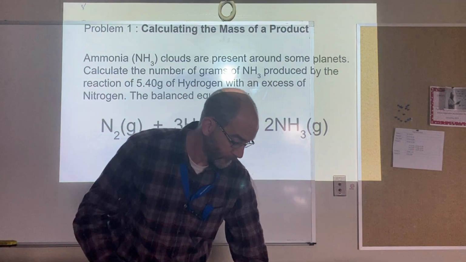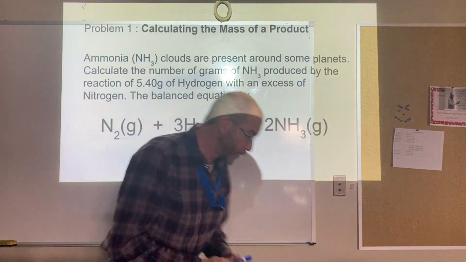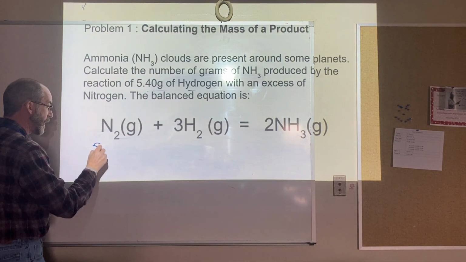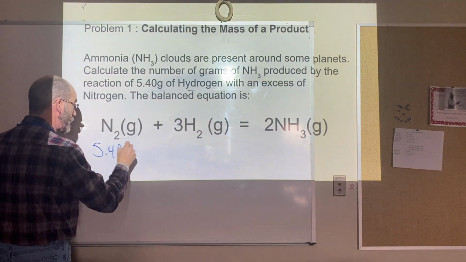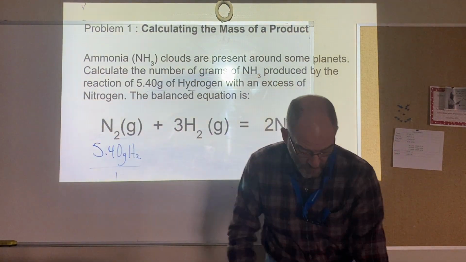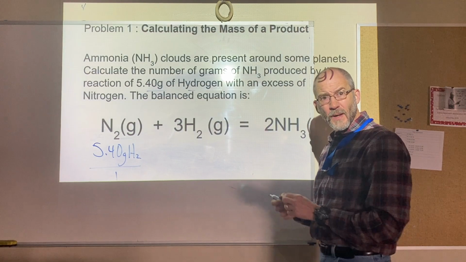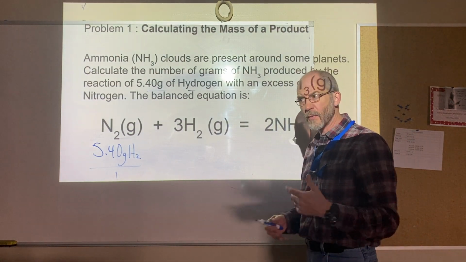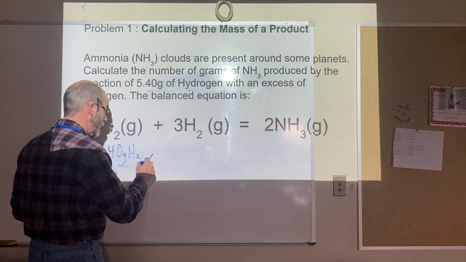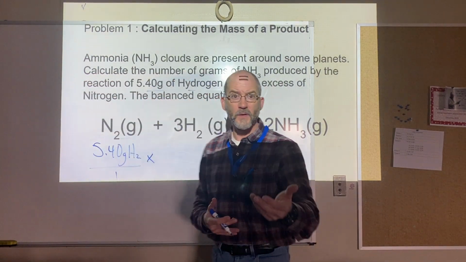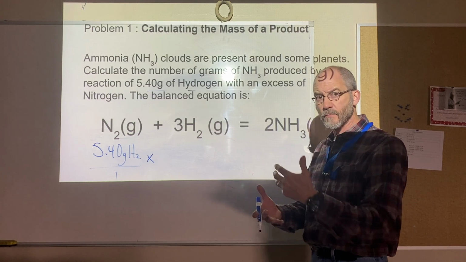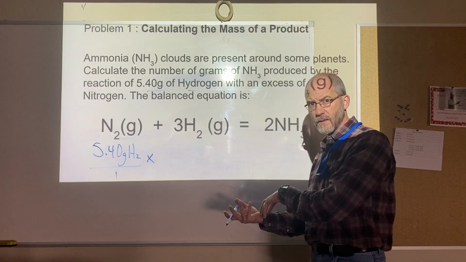So how do we begin? We begin with what we were given. We're given 5.40 grams of H2 over 1. And you're like, okay, Mr. Day, I know that. Yes. Okay, now what's the next step? Well, come on, we've already been hammering on this. The next step is, I have what I'm given, but let's go to moles of given, because I can go from moles of given to moles of wanted, right?